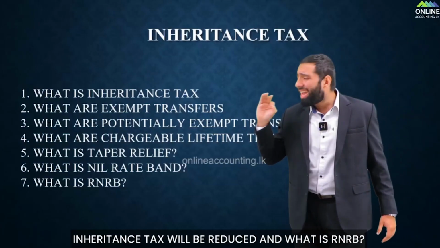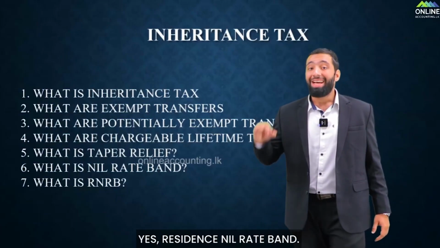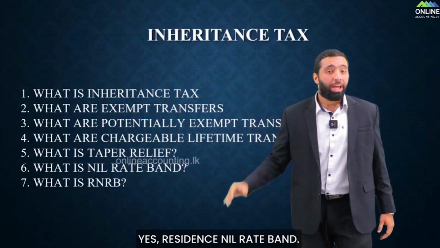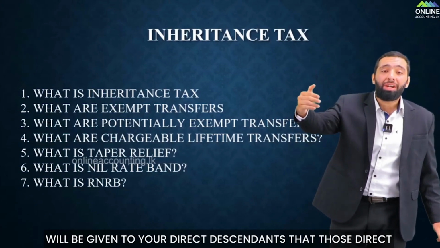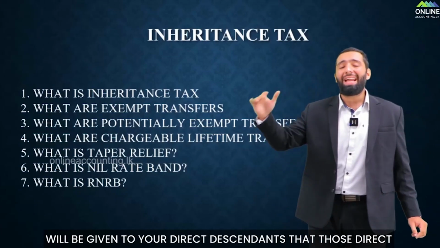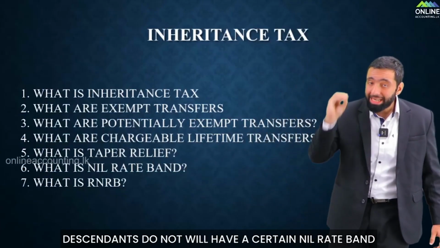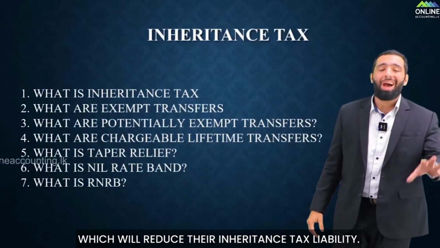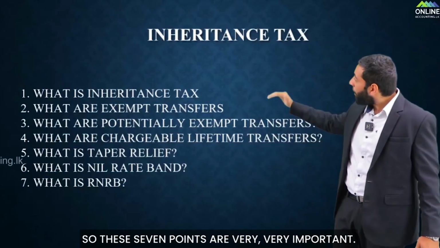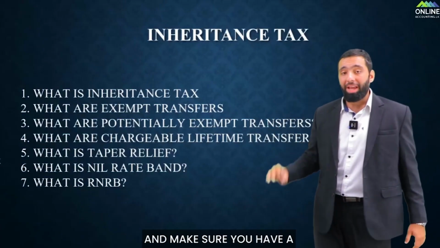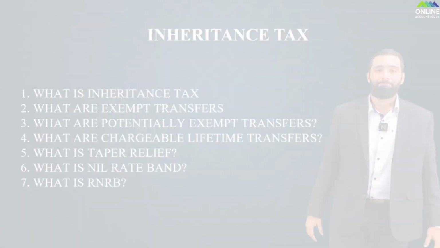And what is RNRB? As you can see, what is RNRB? Yes, residence nil rate band. If you have a main residence and that residence will be given to your direct descendants, those direct descendants will have a certain nil rate band which will reduce their inheritance tax liability. So these 7 points are very, very important, and make sure you have a thorough understanding of what this is.